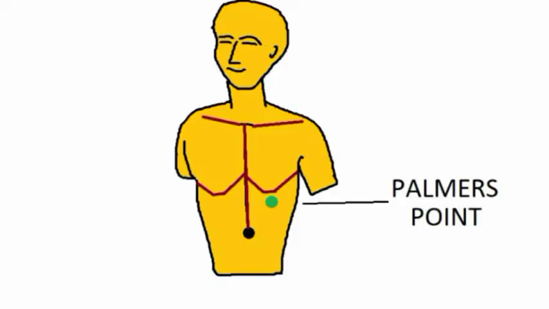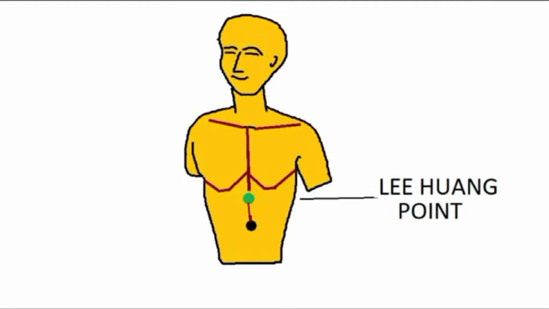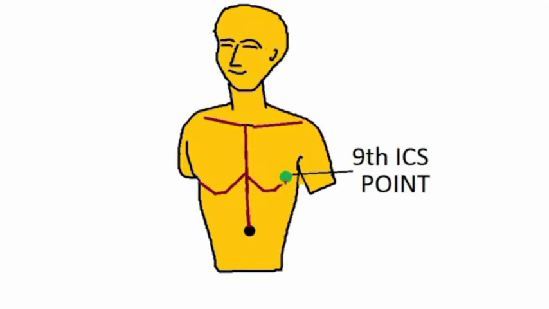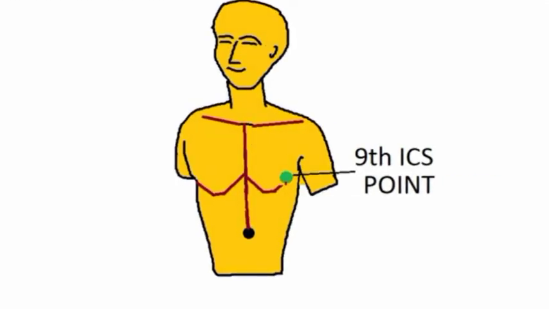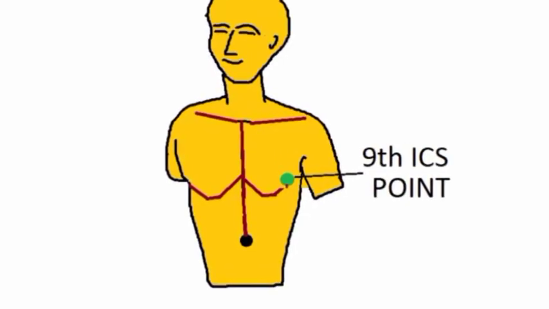Therefore, the quest for a non-umbilical entry port began, and thus several entry ports were suggested. For example, Palmer's point, Lee Huang point, ninth intercostal space point, etc. We will look at these entry points very briefly.